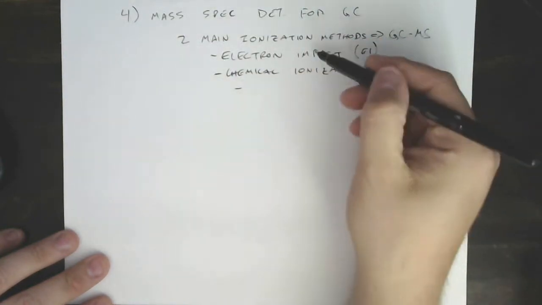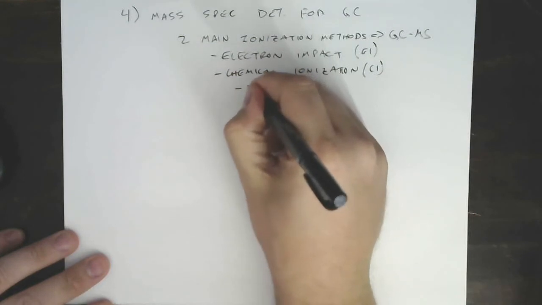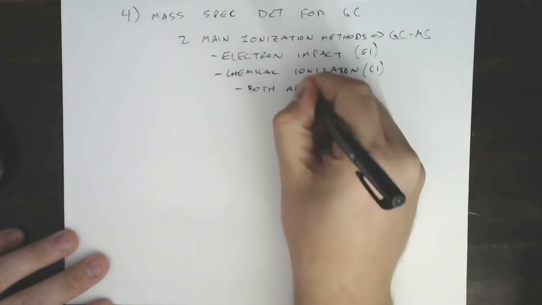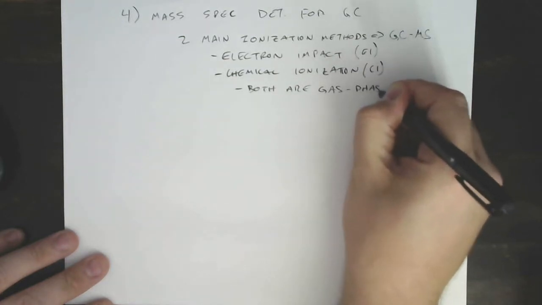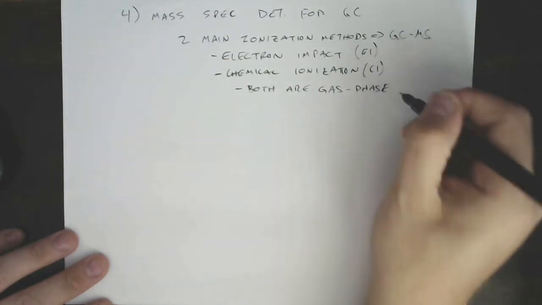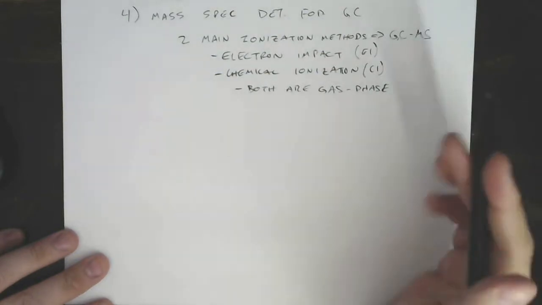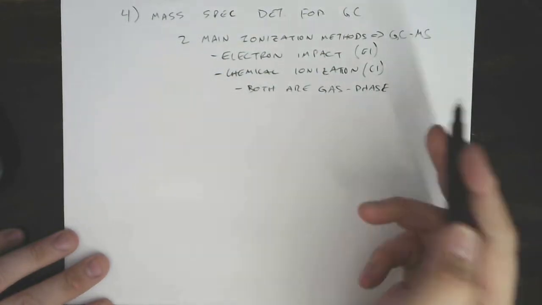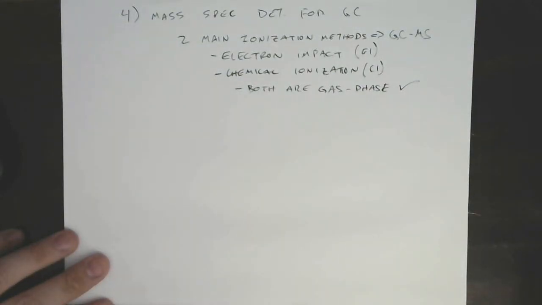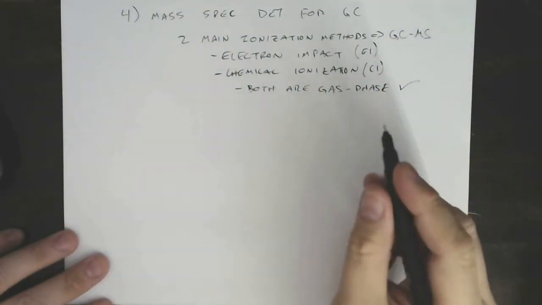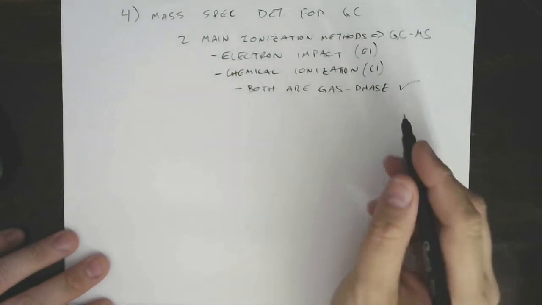So both of these ionization techniques are gas phase techniques, unlike something like electrospray ionization where you're ionizing directly from a solution phase or a liquid phase. So both are gas phase, and that's a good thing, check mark. Right? They're both gas phase. That's good for GC. Everything coming out of a GC column is gas phase.